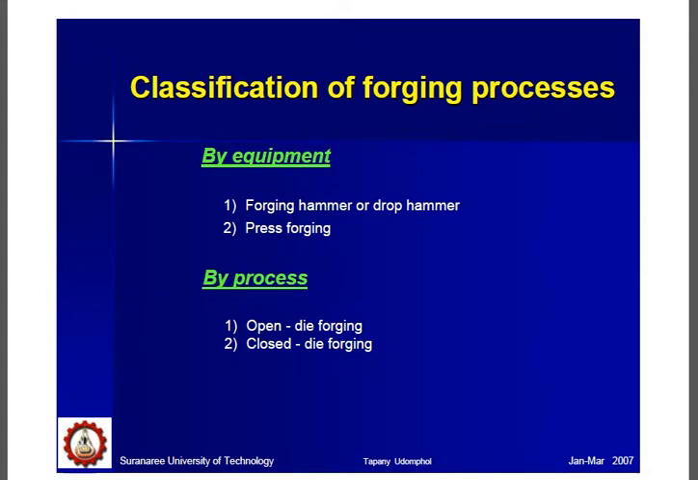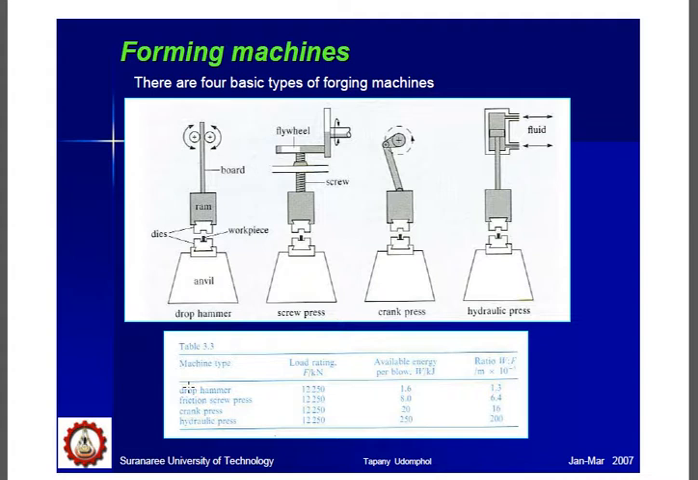Classification of forging process by equipment: one, forging hammering or drop hammer; two, press forging. By process: open die forging and closed die forging. Forming machine: ram and anvil. This is the ram and this is the anvil. Okay. Here is the flywheel and screw, and that is the same. Here we have the ram and the blow flow.